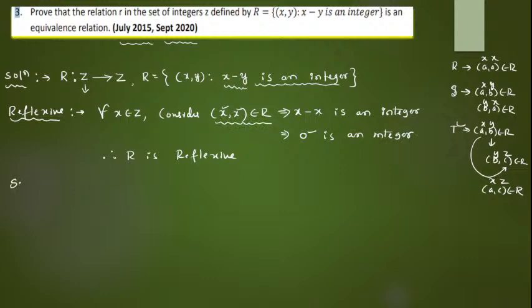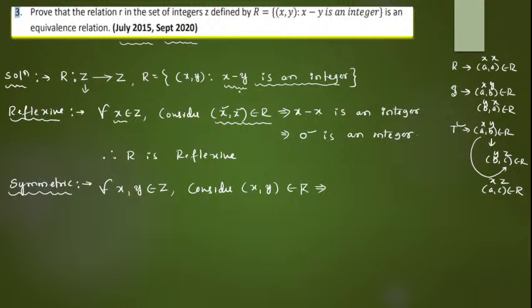Next you have to check the symmetric condition. To check the symmetric condition, you have to check an ordered pair and its reverse ordered pair. Here I have taken x one value, here you have to check two. For all x and y, the two integers belonging to Z, consider an ordered pair x comma y belongs to your relation R. So according to the statement, if x comma y belongs to R, then x minus y is an integer. Clear? This implies x minus y is an integer.